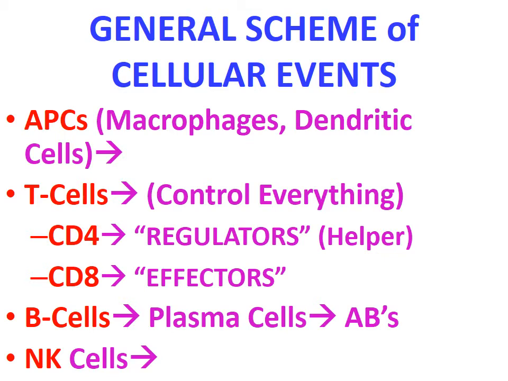Now B cells actually form plasma cells, and these plasma cells release the antibodies, which play their role in humoral immunity, and T cells play their role in cellular immunity. NK cells, natural killer cells, have a function almost similar to the CD8 cells, but they are self-sufficient in killing the microbes and other intracellular organisms, and they are different cells than T cells.